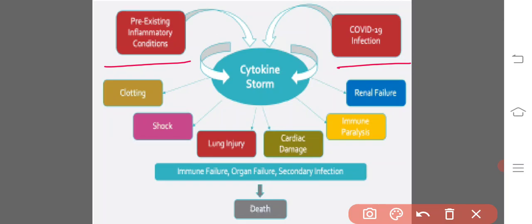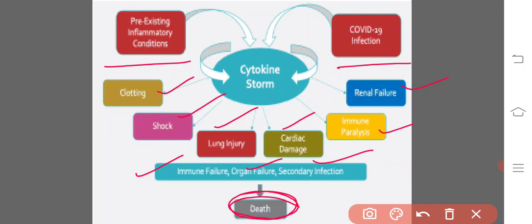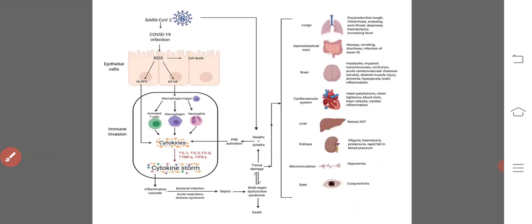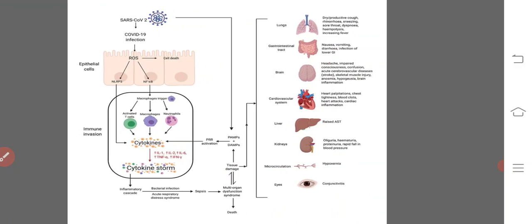See here, due to the cytokine storm that is stimulated by pre-existing inflammatory conditions and the COVID-19 infection nowadays, that leads to more production of the cytokines that results in clotting, shock, lung injury, cardiac damage, immune paralysis, renal failure. So due to the immune failure, organ failure and the secondary infection, usually death occurs in the individual. In severe cases of cytokine storm, renal failure, acute liver injury, cardiomyopathy can also develop. The combination of renal dysfunction, endothelial cell death and acute phase hypoalbuminemia can lead to capillary leak syndrome, and finally death occurs in the individual.